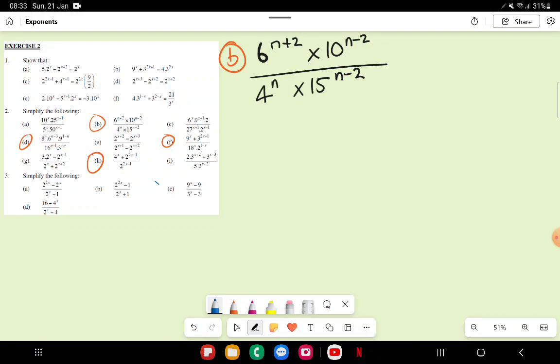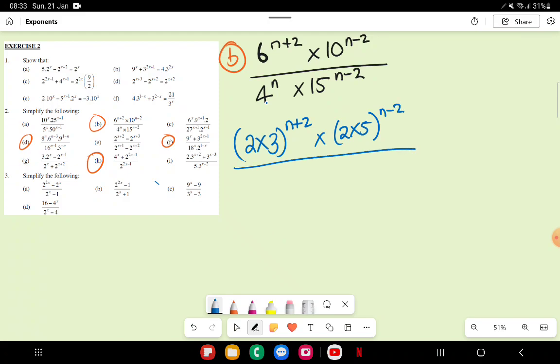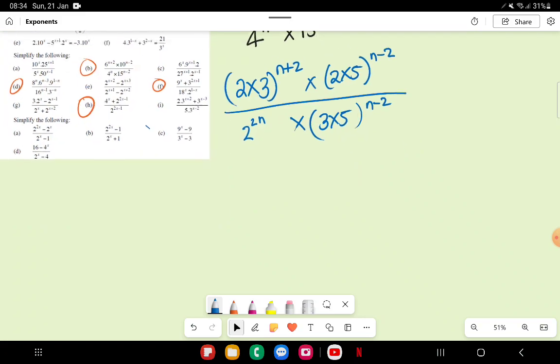So this becomes 6, which is actually 2 times 3. I'm putting that in brackets, and then everything else stays the same, n plus 2, multiplied by 10, which is 2 times 5, n minus 2, over 4, which is 2 squared to the power of n, multiplied by 15, which is 3 times 5 in terms of prime bases, n minus 2. So far, so good. Once I've got that, I'm going to make sure everybody has the exponents that they should.